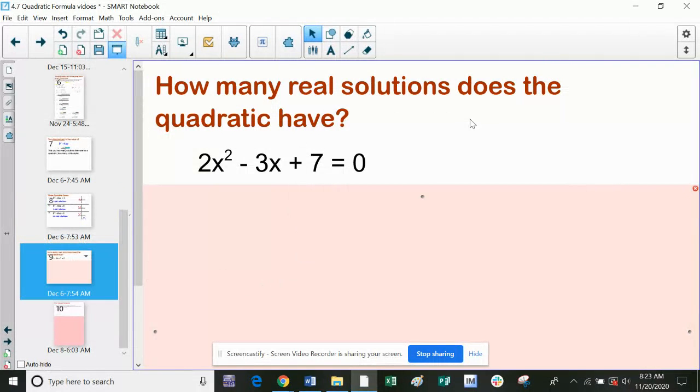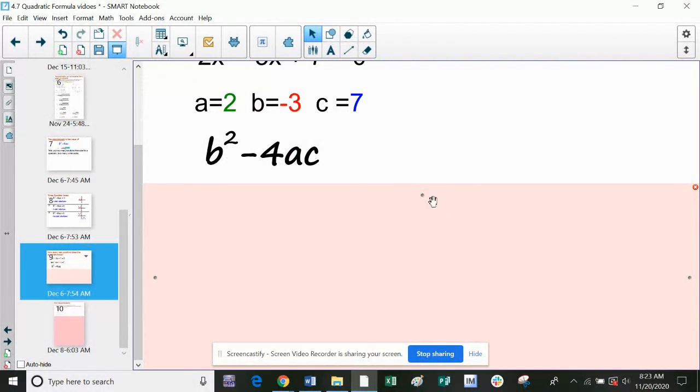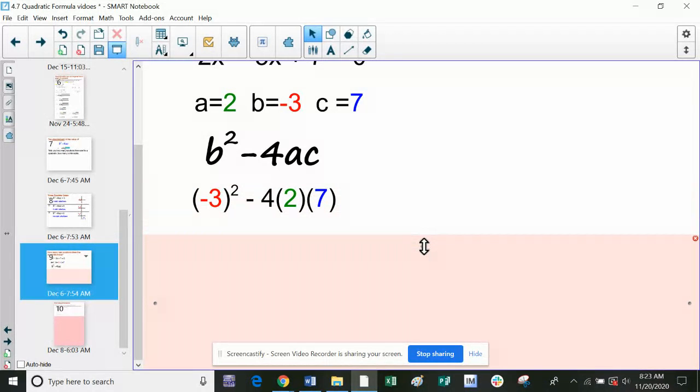So here's the question. How many real solutions does that quadratic have? I don't actually want to know what the solutions are. I just want to know if there's any real ones. Go ahead, look at b squared minus 4ac. Now, again, we have our a, which is 2, our b, which is negative 3, and our c, which is 7. I'm going to take that information and put it into that little tiny formula. The quantity negative 3 squared, again, notice that I use parentheses here because I want to square the entire amount, minus 4 times 2 times 7.